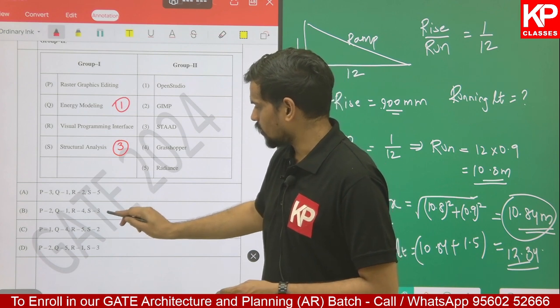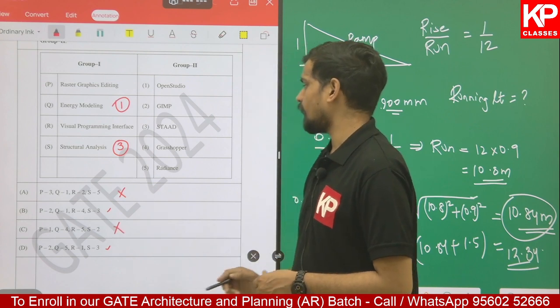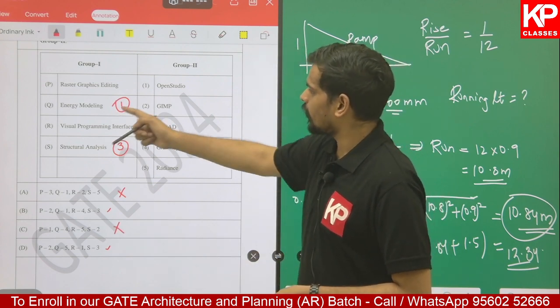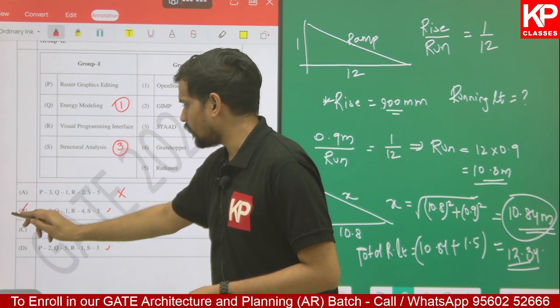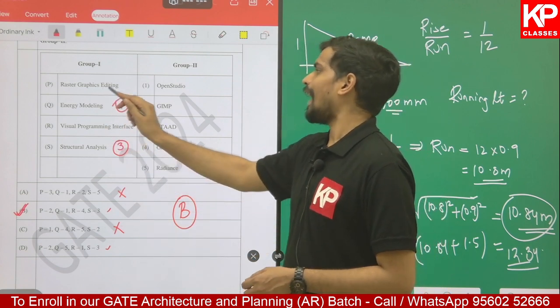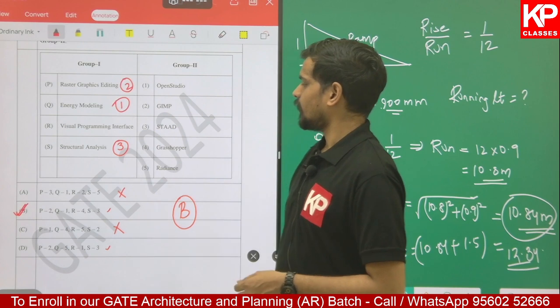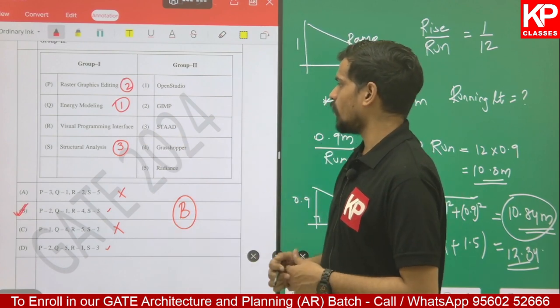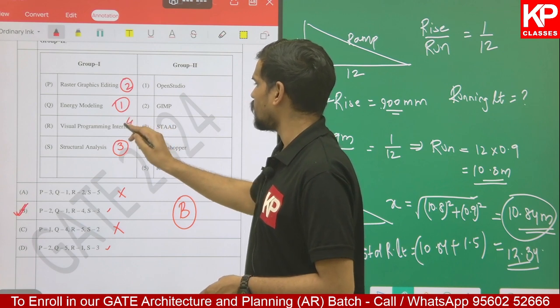S3, there are two options, B and also D. So A and C are eliminated. Then for energy modeling, there is OpenStudio. For Q, it is 1. So there is only one option which you can right away select, that is option B. Raster graphics editing, that is GIMP. Then you have the visual programming interface, Grasshopper, which is a plugin.